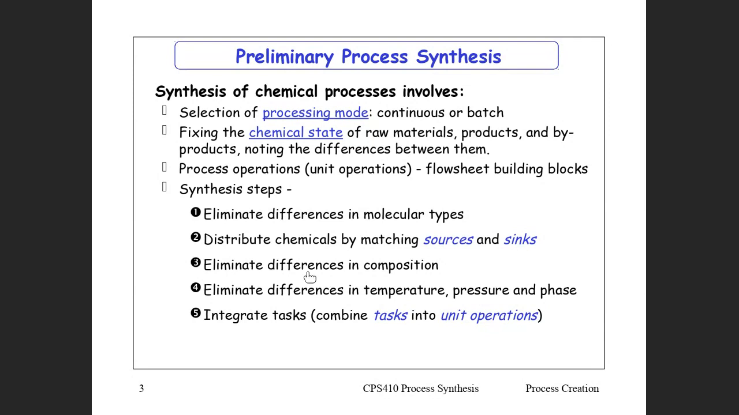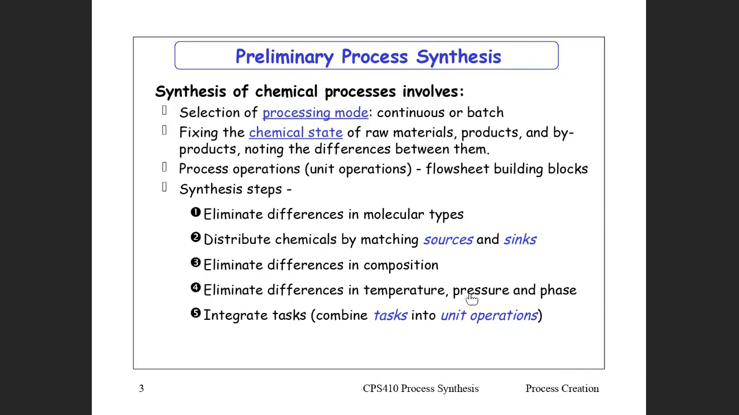Eventually, eliminate differences in composition. So after the reactor, you've got a mixture of different chemicals, including the one that you want. So the composition of that stream is wrong, and you need to fix that. And how do you fix that? You do separation. So even step number 3, eliminate differences in composition, has a very easy explanation. Separation. Do your separation.